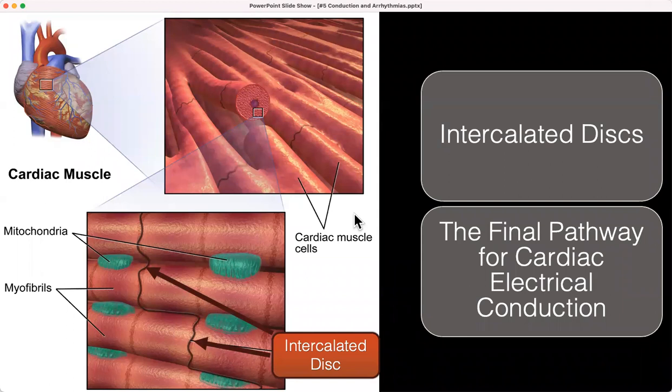And like I said before, the intercalated discs are within the muscle cells themselves. So beyond the Purkinje fibers are these intercalated discs. So they coordinate each cell to contract.